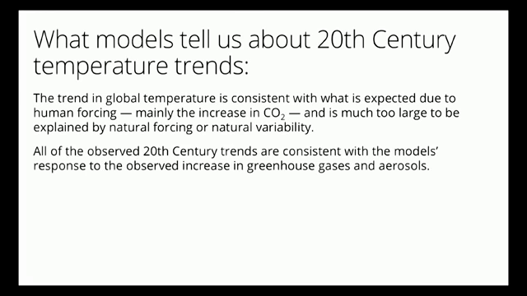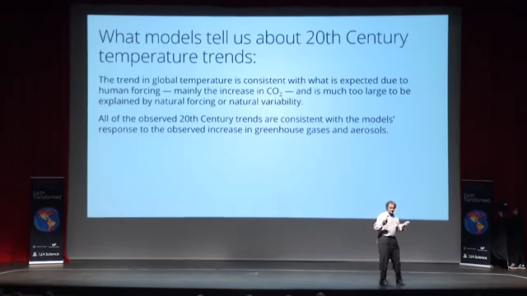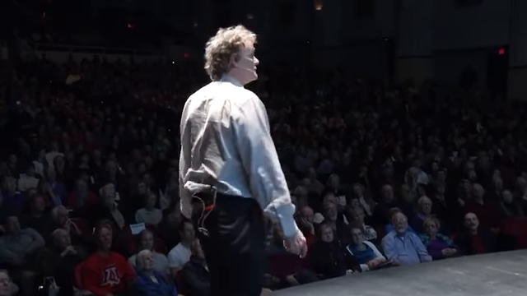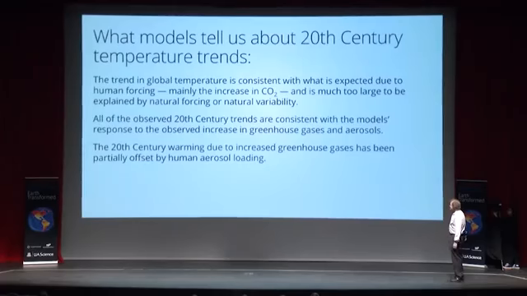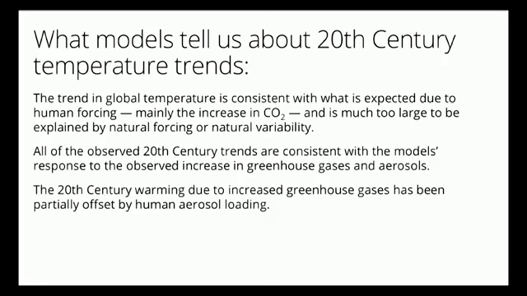All of the observed 20th century temperature trends are consistent with the model's response to the observed increase in greenhouse gases and aerosols. So we've not only increased greenhouse gases, which warm the planet, through industry, burning of coal, we put aerosols in the atmosphere like volcanoes do, which tend to cut down some of that warming. The estimates are that the warming would have been another 1/3 beyond what we saw if we had not let the aerosols go into the atmosphere at the same time. So the 20th century warming due to increased greenhouse gases has been partially offset by this aerosol loading. Okay.